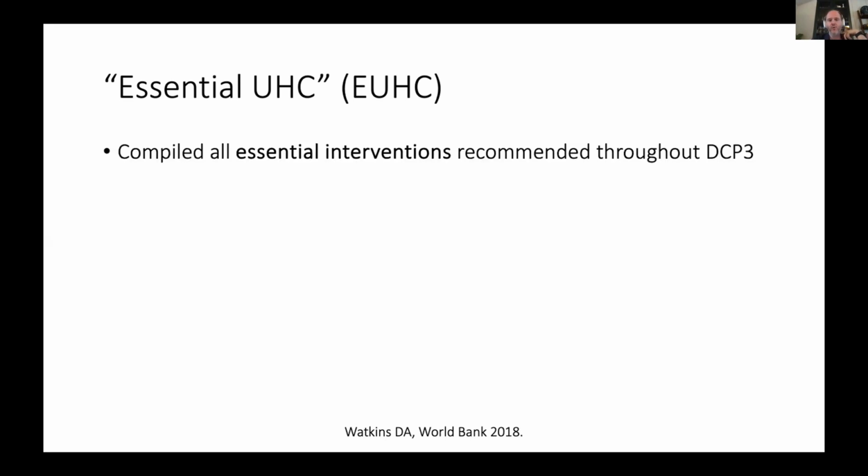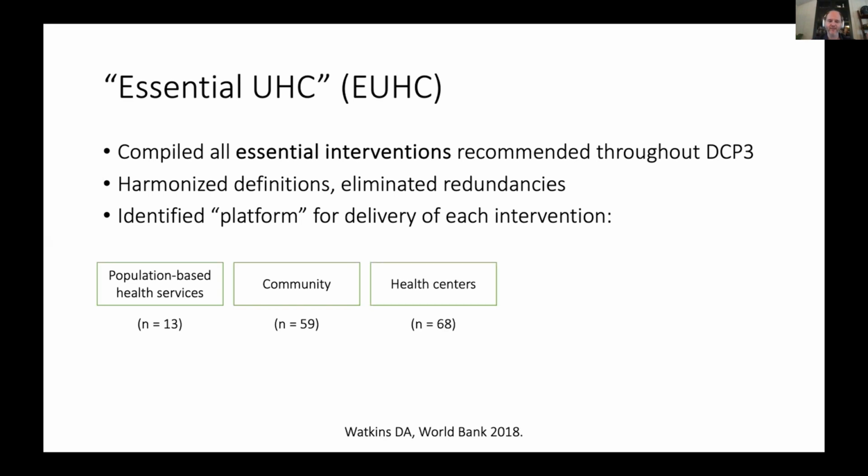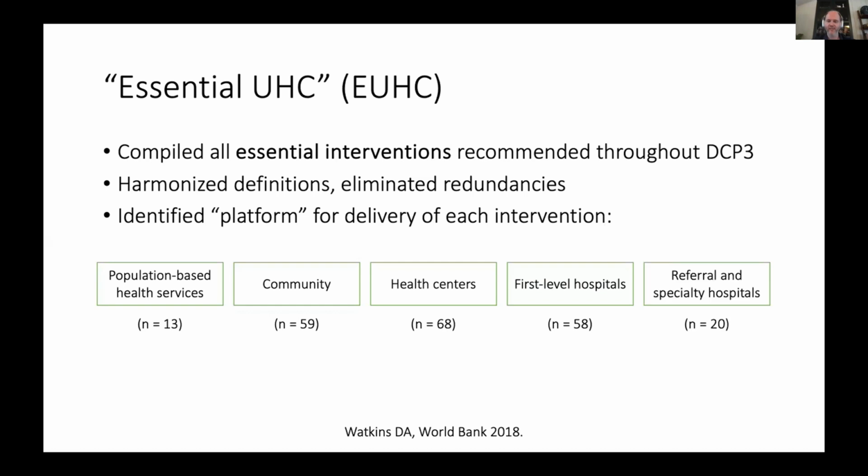And so what we did is to compile all the interventions from across DCP3 into one place, to do some harmonization and deduplication of content, and to identify what sort of platform of healthcare delivery each intervention would be organized on. And so here we have population-based health interventions, community-based interventions, those that are based in health centers or outpatient clinics, first-level hospitals, and referral and specialty hospitals. And what you see here is the vast majority of the content in DCP3 is focused at the primary healthcare level, broadly construed to be health centers, community care, and first-level hospitals.